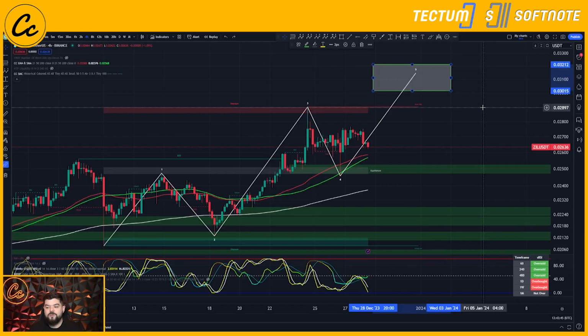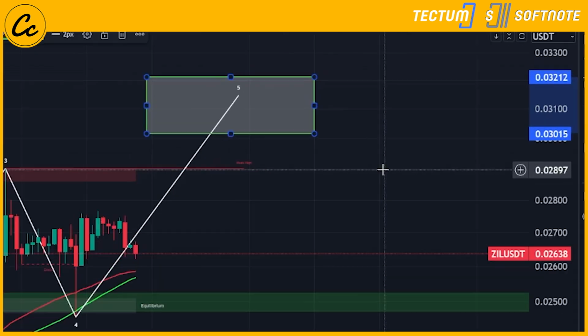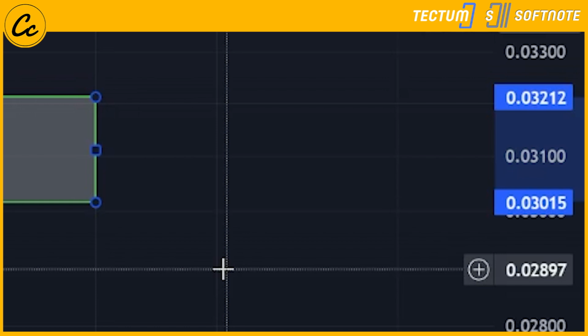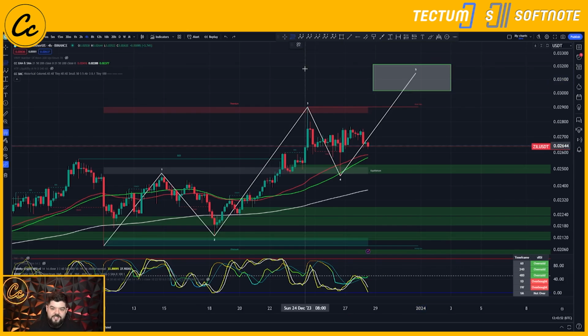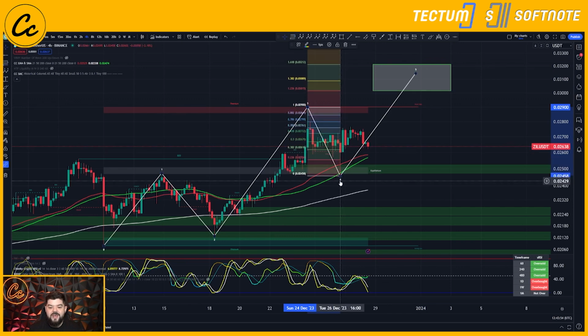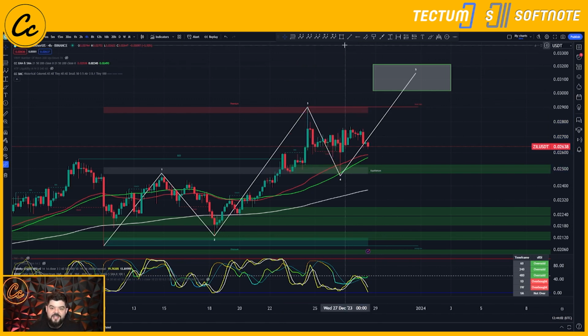Well, we can see that would give us a target area here between 3.015 and 3.212. Now, of course, guys, that is simply by taking the wave 3 high and that wave 4 low, looking at the 1.236 to the 1.618 between 3.0 and 3.2 cents. That is the next expectation.